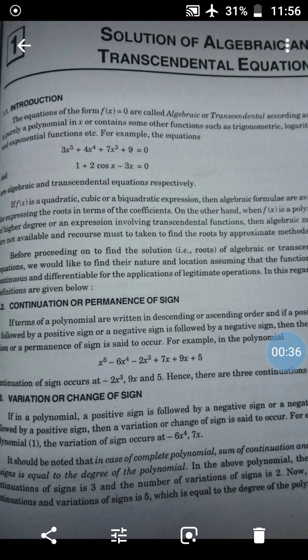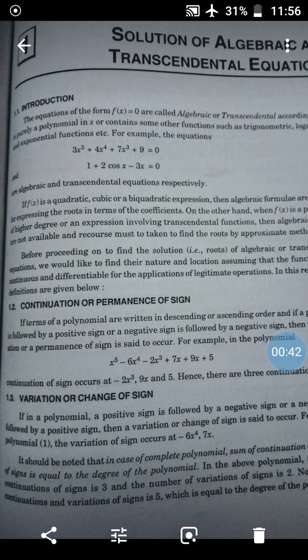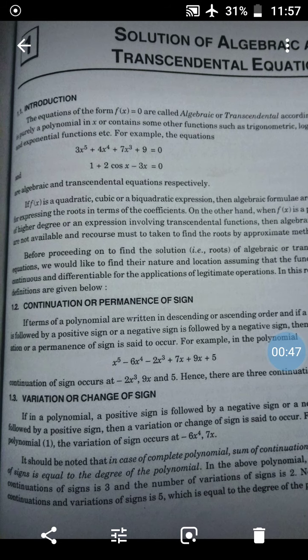The equation of the form f(x) = 0 is called algebraic or transcendental according as it is purely a polynomial or contains some other functions such as trigonometric, logarithmic and exponential. Means if the equation is of the polynomial type that does not contain exponential functions, that is called algebraic, and if it involves exponential functions, logarithmic functions, trigonometric functions, those equations are called transcendental equations.